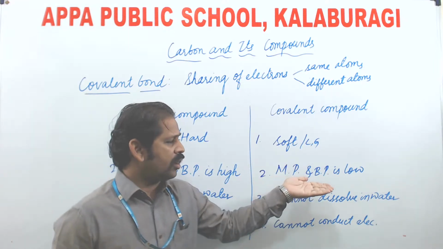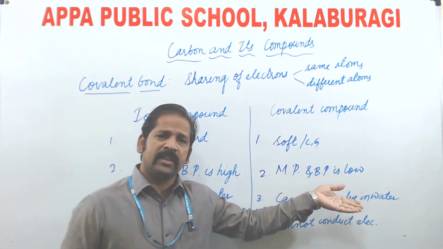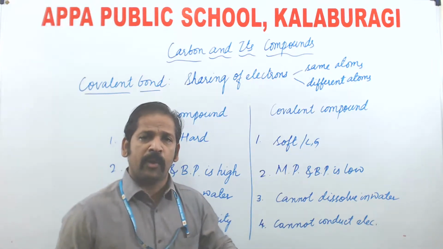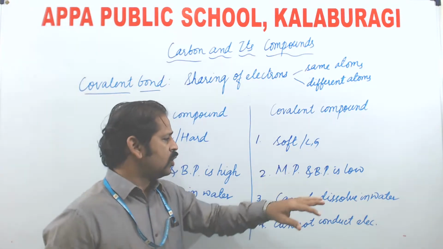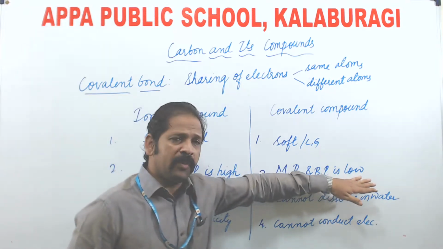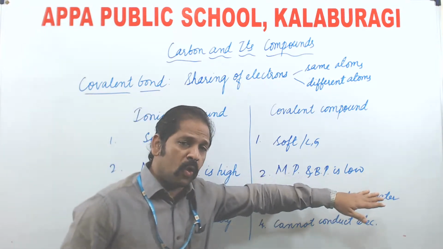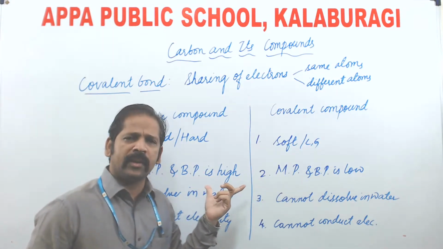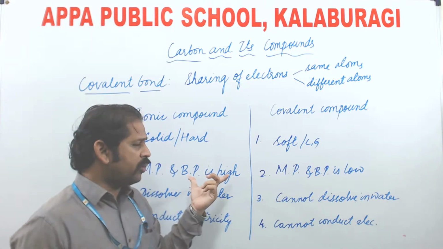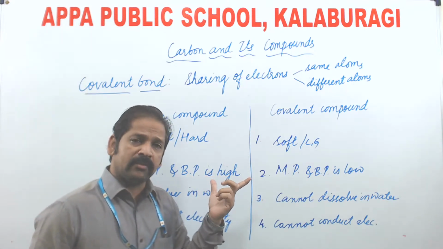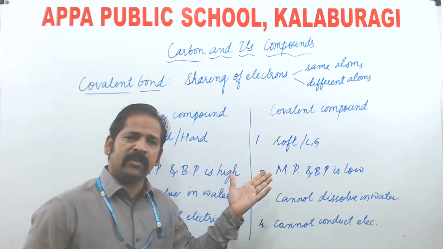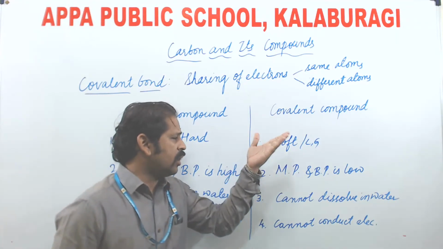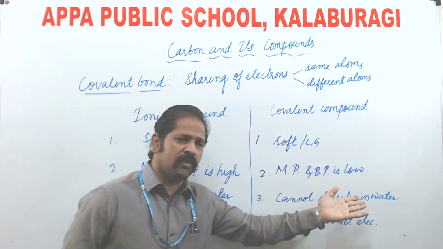Or methane is gaseous state at room temperature. Its melting point is below room temperature, and boiling point is also below room temperature. So the melting point and boiling point are very low. For ionic compounds, for example sodium chloride, it melts at very high temperature, and boiling needs a still higher temperature. Ionic compounds dissolve in water. Covalent compounds cannot dissolve in water.